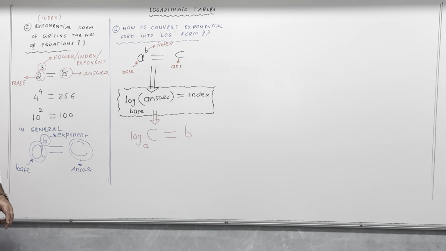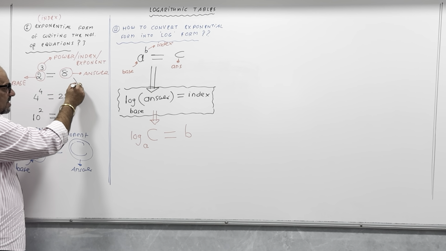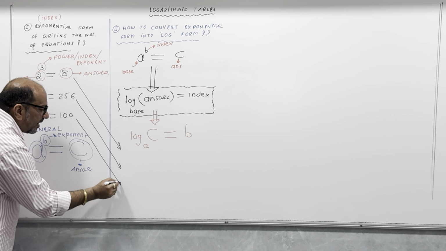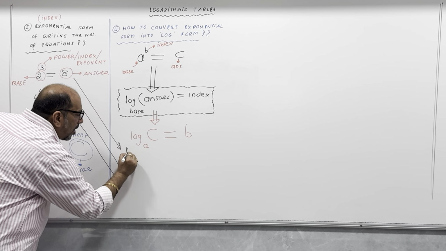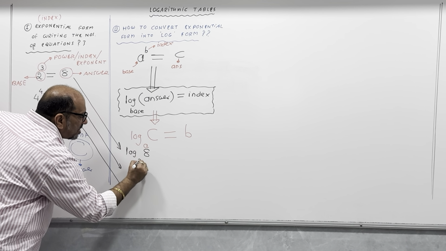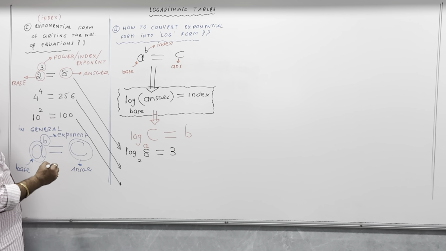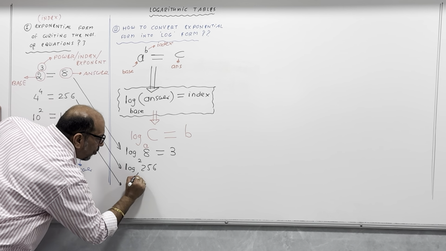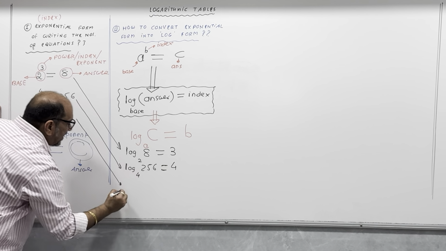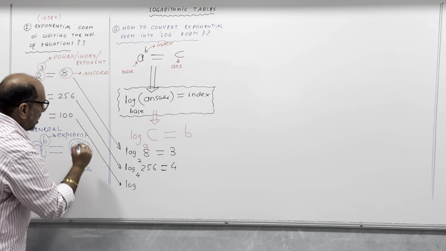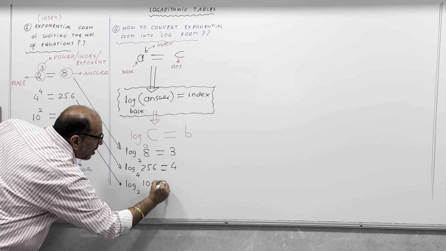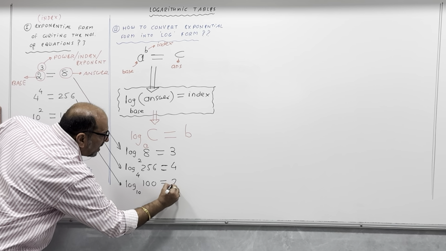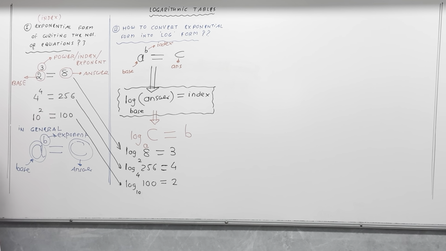So now if I show you these equations one by one, what will be the answer for this one, this one, and this one? My first answer will be log of answer 8 to the base 2 is equal to 3. My next answer is log of answer, that is 256 to the base 4 is 4. Next answer is log of 100 to the base 10, sorry, is equal to 2. Log of answer to the base is index.